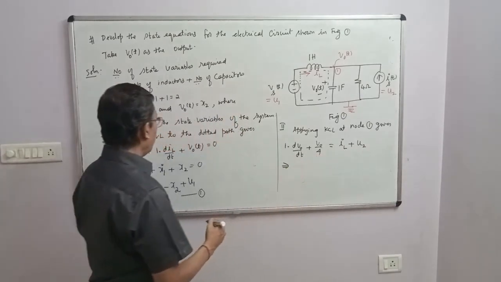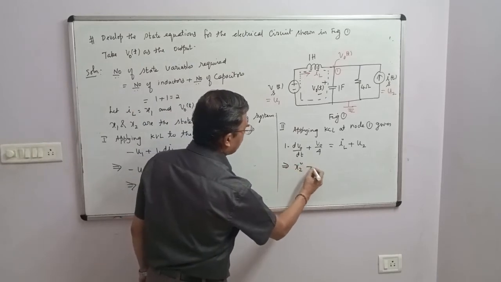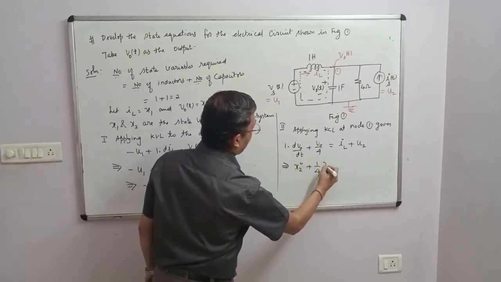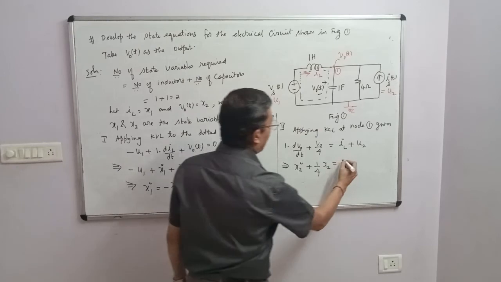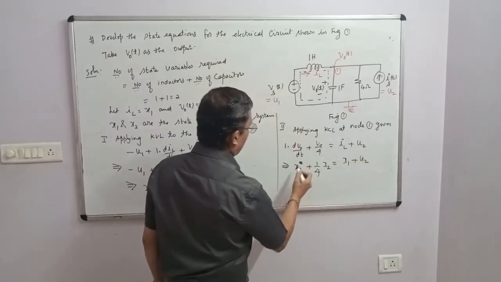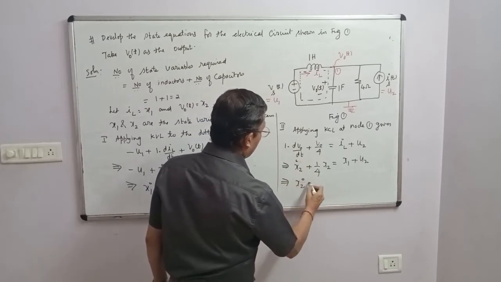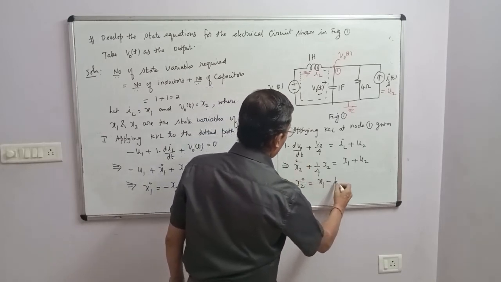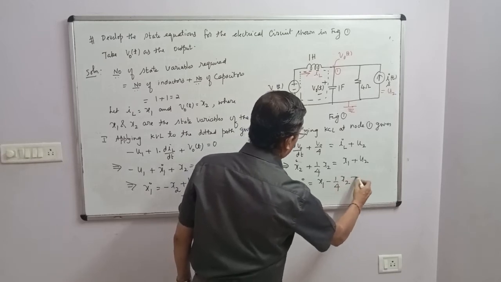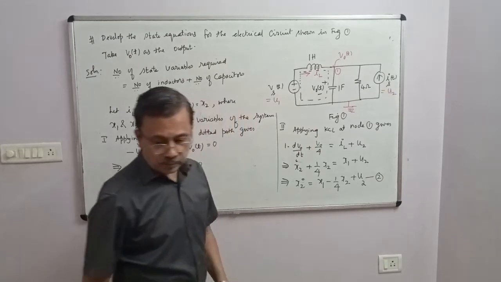What is dV naught by dt? V naught is x2. So dV naught by dt is x2 dot plus 1 by 4 into x2 is equal to IL, which is x1, plus U2. Keep x2 dot term on the left side. This implies x2 dot is equal to x1 minus 1 by 4 x2 plus U2. This is equation number 2.